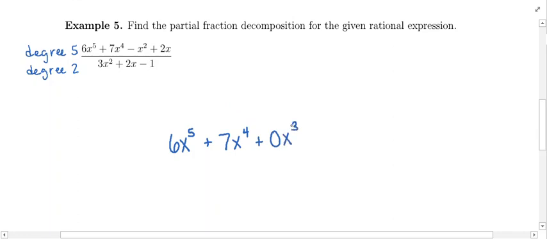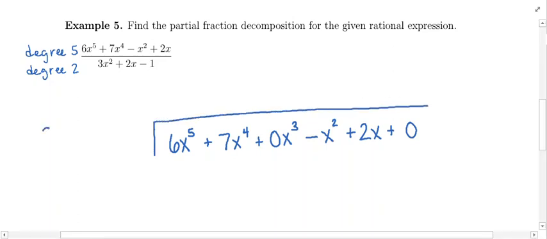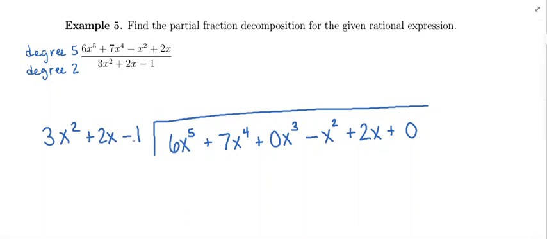Have to put a 0 in front because the x cubed is not really there, but this is serving as the placeholder. Then minus x squared plus 2x. And then if you want, you can go ahead and put 0 for the constant. All the powers have to be accounted for. We are dividing into this the denominator, 3x squared plus 2x minus 1. Same thing. If you had something missing, you might want to put a placeholder. All right, so this is how you do the division.